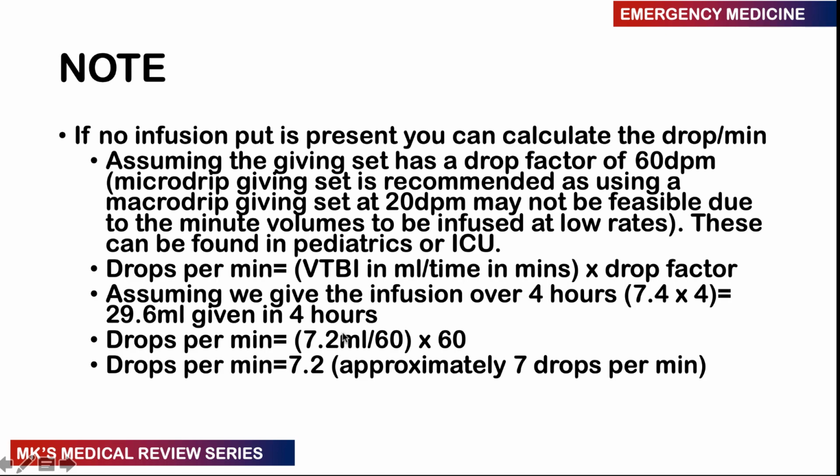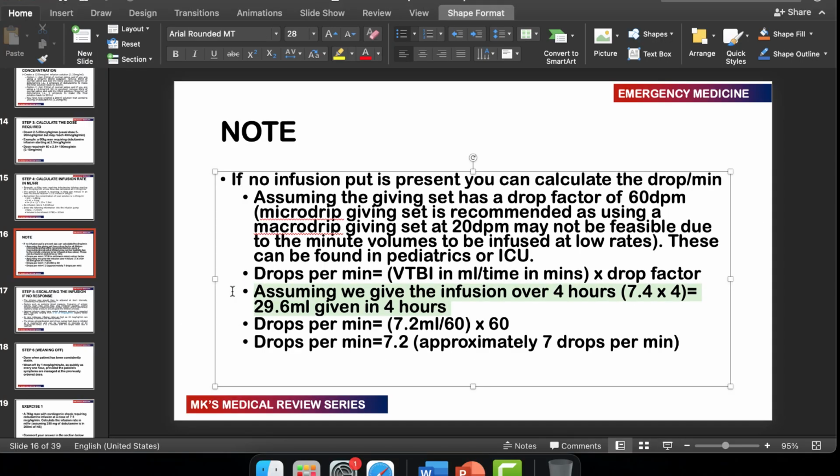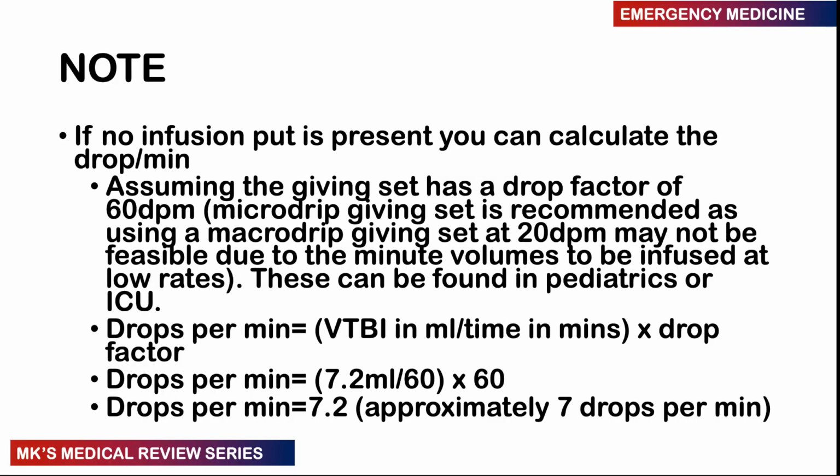So assuming that we give the infusion over 4 hours, it means that this is actually supposed to be 7.2. Let me just correct this here. Or we could just delete it completely. We'll delete this completely from here. So we need to give 7.2 mils in 1 hour.